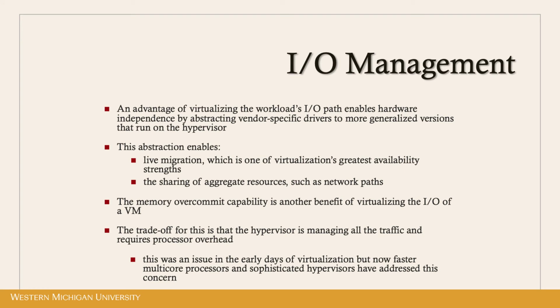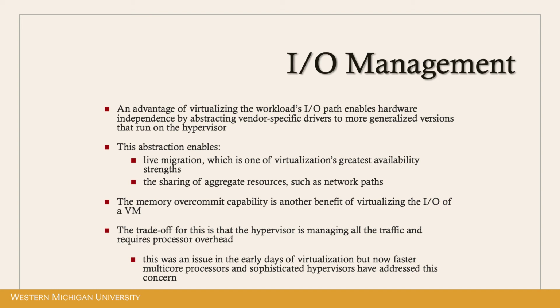Now, we've talked about managing processor resources and memory resources and communications resources. That network communication, of course, is part of I/O, but let's talk a little more generally about input-output management when we're dealing with virtual machines. One advantage of virtualizing the I/O path is that we can have hardware independence by abstracting vendor-specific drivers to more generalized versions that run on the hypervisor. So what that enables is live migrations, which is one of virtualization's greatest availability strengths, right? The sharing of aggregate resources such as network paths. This makes life a whole lot easier.